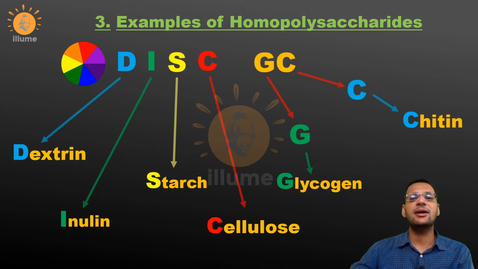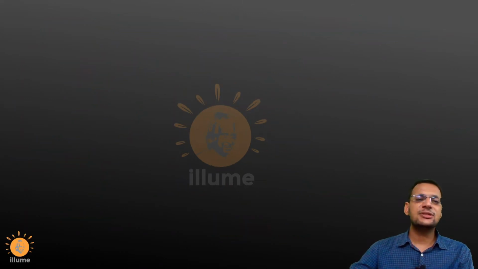Most of the students mark it incorrect. They think chitin is a heteropolysaccharide, but it's not like that. Chitin is a homopolysaccharide. Dextrin, inulin, starch, cellulose, glycogen and chitin, all of them are examples of homopolysaccharides. So better remember these examples.